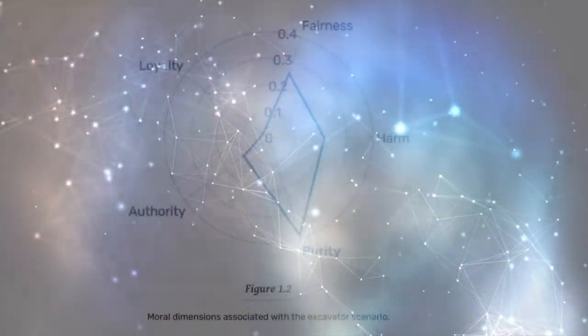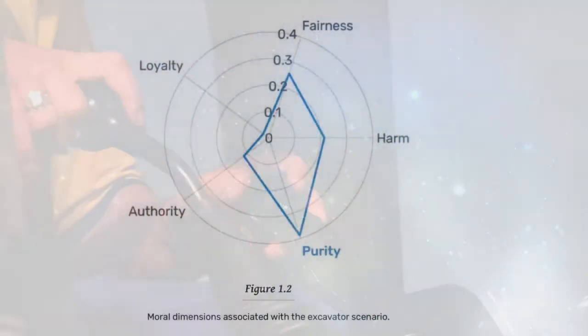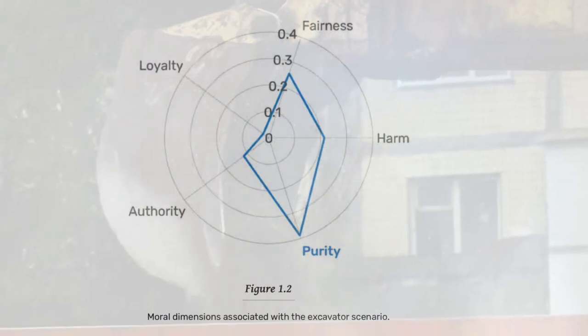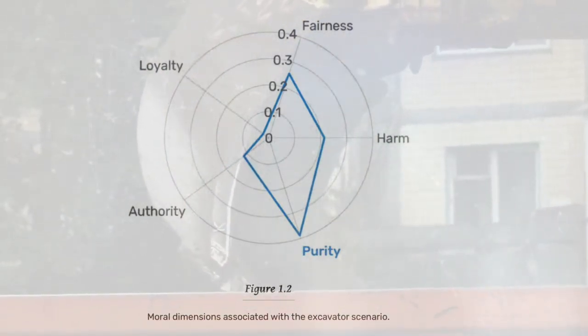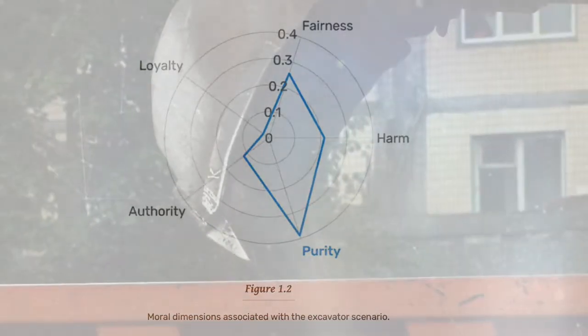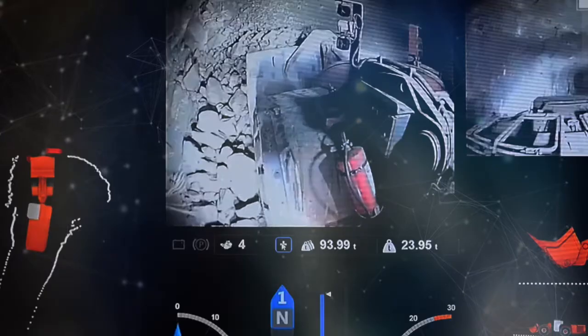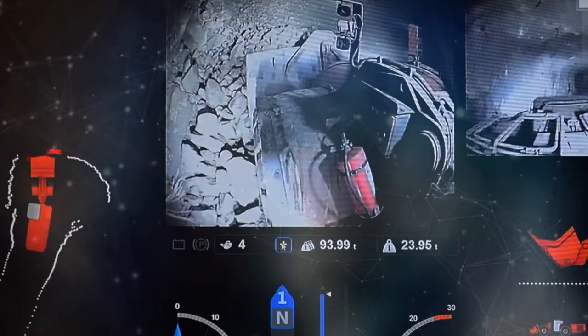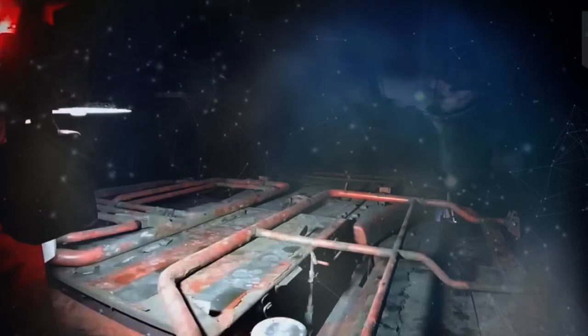This figure shows the moral dimensions associated with the excavator scenario. This scenario is associated strongly with purity. This is reasonable. Unearthing a dead body does not cause any harm, but it is considered as sacrilege by most cultures. Now that we understand the experimental procedure, let's see how people reacted to the excavator scenario when they believe it was the action of a machine or a human.